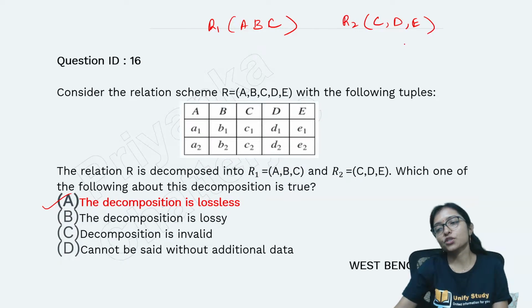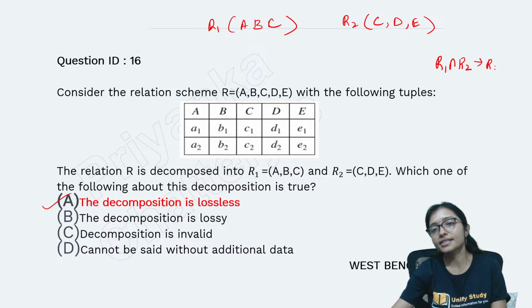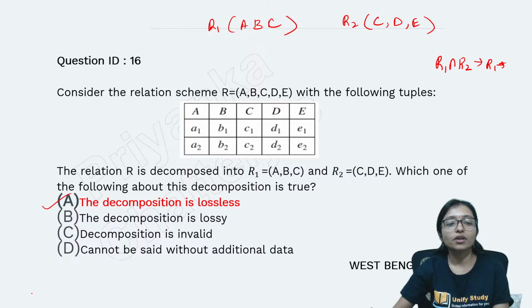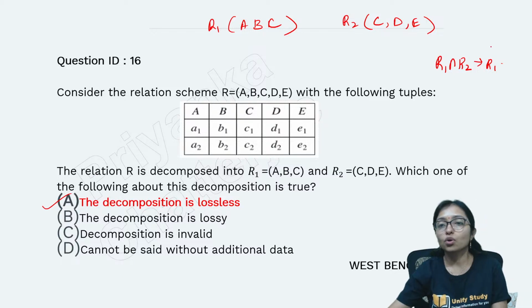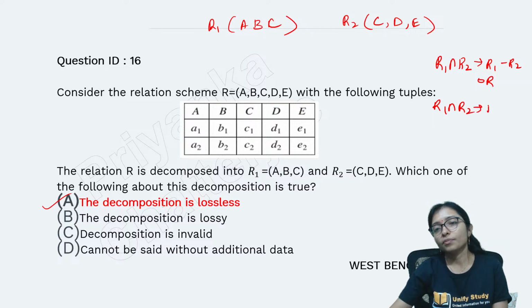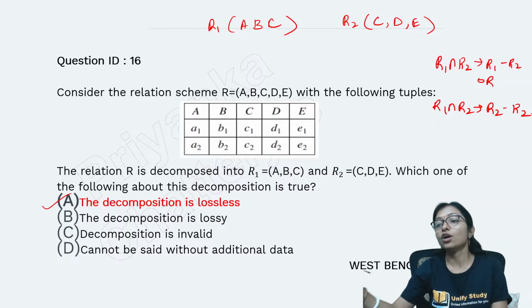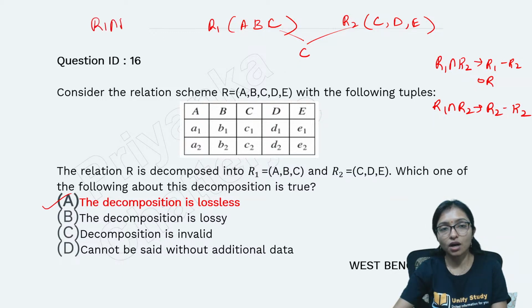How to check lossless or lossy? There is the rule that R1 intersection R2 implies R1 minus R2, or R1 intersection R2 implies R2 minus R1. Any one of them has to be satisfied. So here you can see that C is the R1 intersection R2. So C implies R1 minus R2.